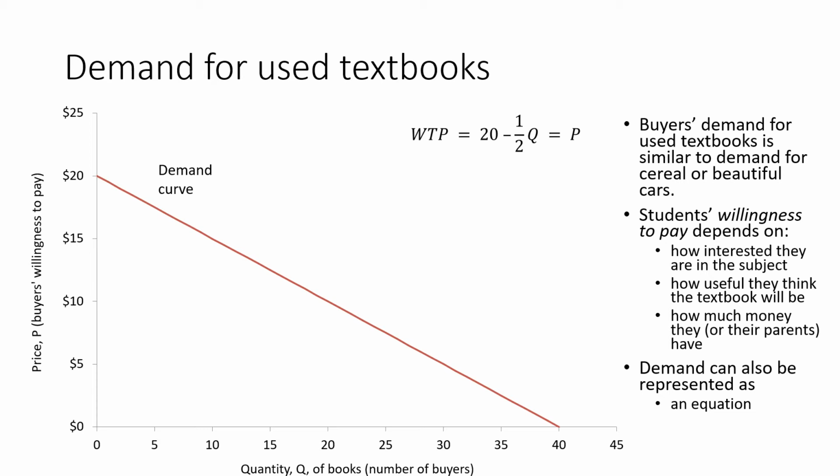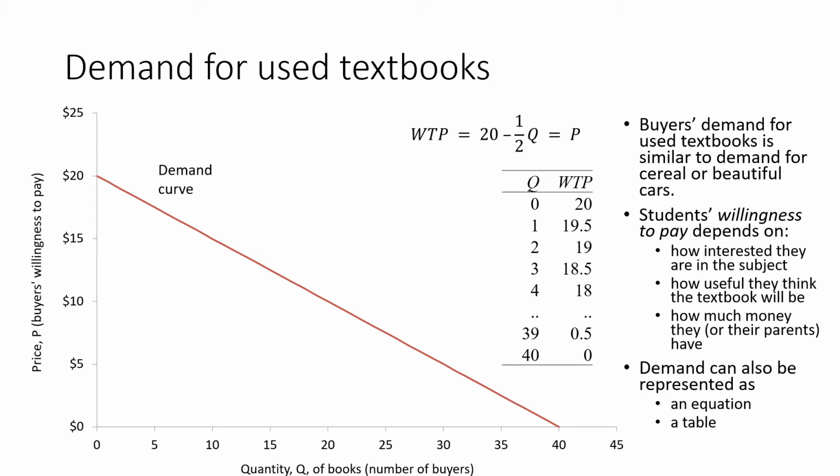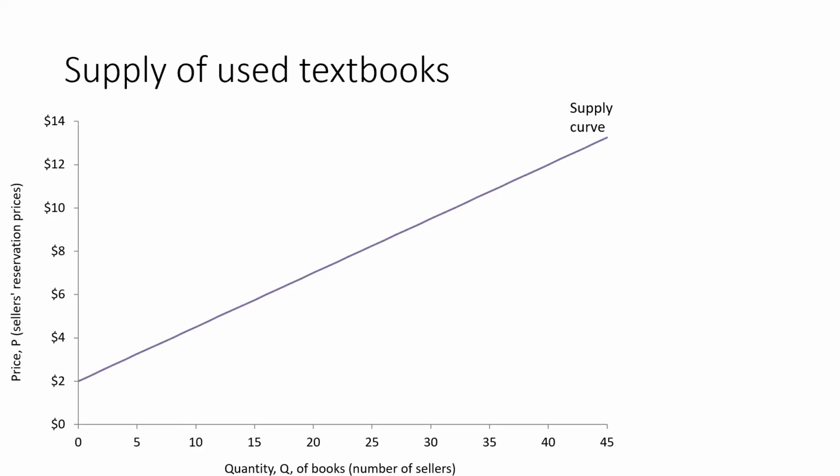You can also represent the demand as a table, where of course you'd simply put in different values of Q and match that with a corresponding willingness to pay or price in a table like this. You see the 0th consumer is willing to pay 20, the first $19.50, all the way down to the 40th who's willing to pay nothing.